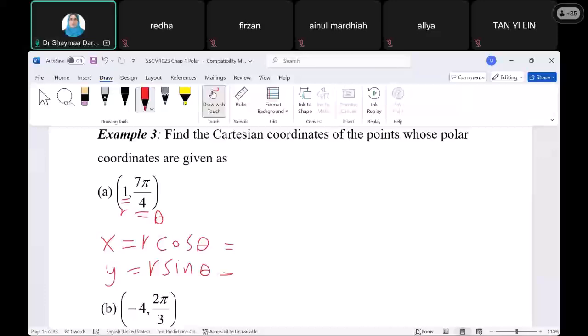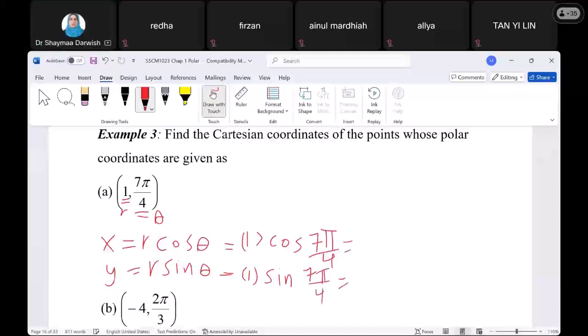So here r is equal to 1 multiplied by cos 7 pi over 4. Here pi is 180. Same here, 1 times sine 7 pi over 4. So you can calculate this one. x is square root of 2 over 2. Here y is minus square root 2 over 2. Should be like this.